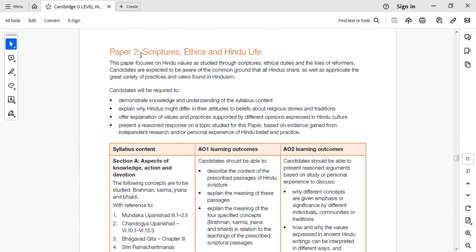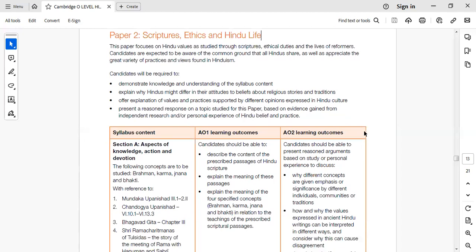Then we move on to paper 2. Paper 2 deals with scriptures, ethics, and Hindu life, right? Initially, I told you paper 1 is much easier. This doesn't mean that paper 2 is that difficult. But here there is a bit of philosophy, a bit of criticism, right? Your perception, which you will have to involve here.